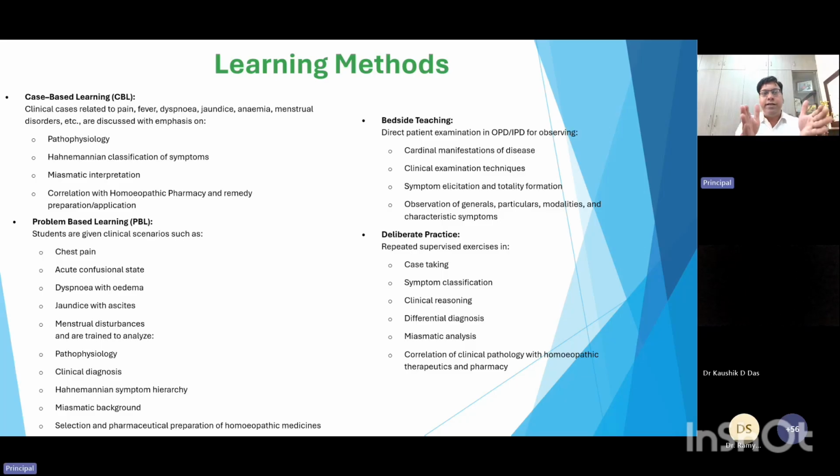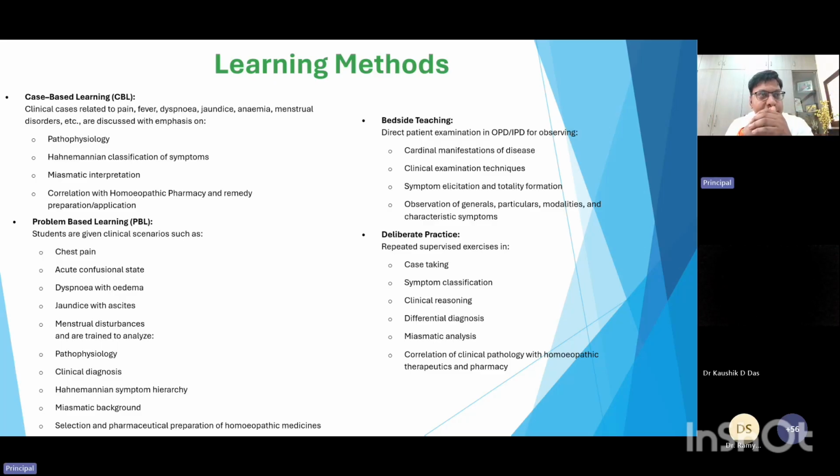the student is required to learn each clinical condition, and under each condition, to learn that particular condition, what are the learning methods? Case-based learning. What does it include? It includes pathophysiology of that particular condition, Hahnemannian classification of symptom, miasmatic interpretation in relation to that particular clinical condition, and correlation with homeopathic pharmacy and remedy preparation.